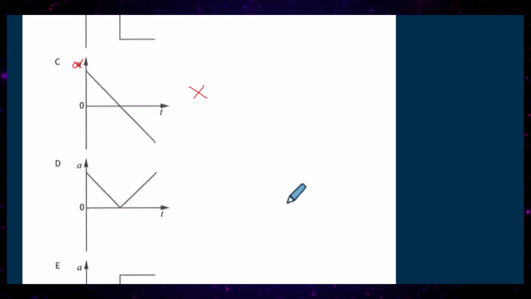Part D graph, once again, that's wrong because acceleration is only one type of acceleration. It's acceleration due to gravity and it's constant. And this shows you acceleration which is not constant. There's various values of that, so it's not that one either.